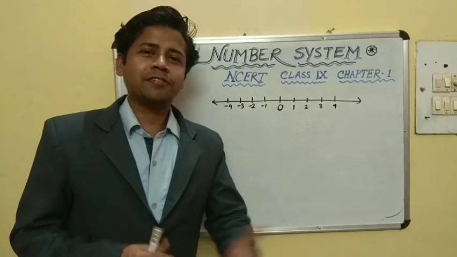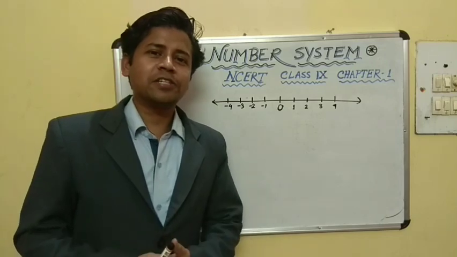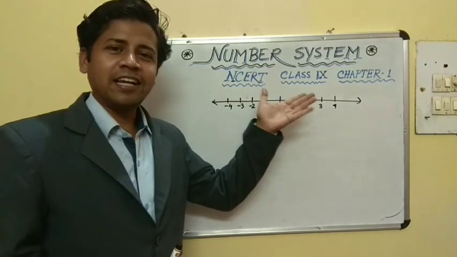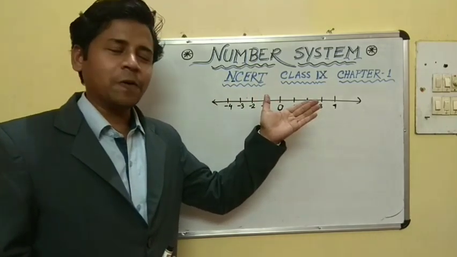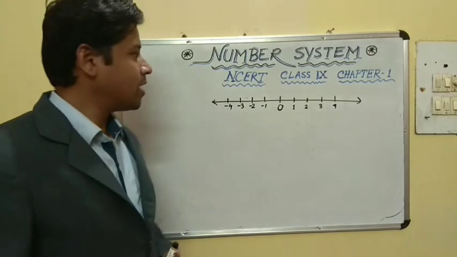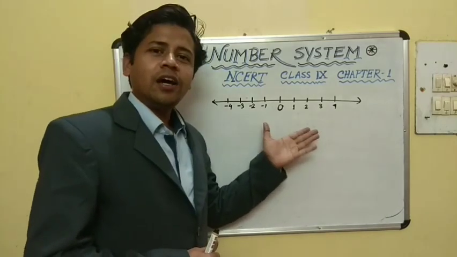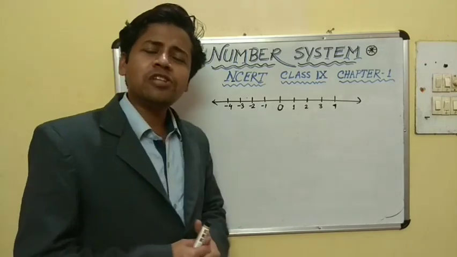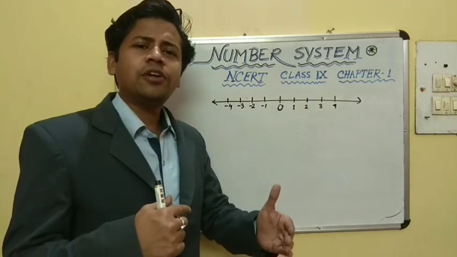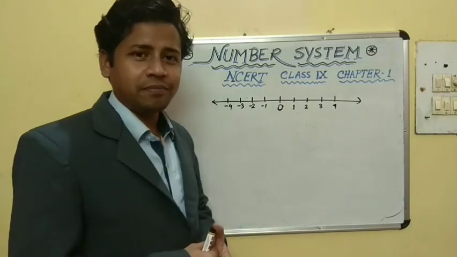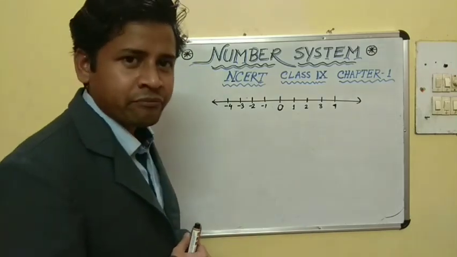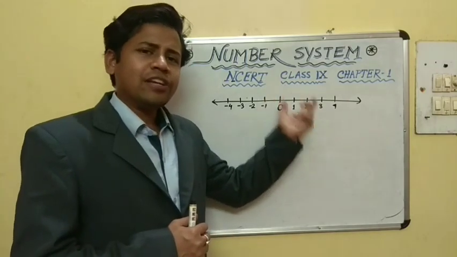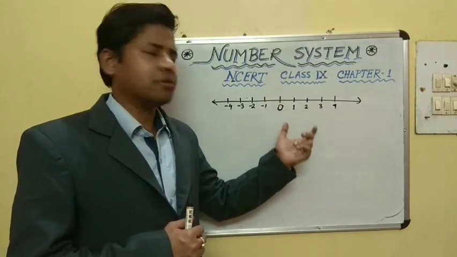After the previous class, now we are going to discuss the second intro part of the number system of class 9 NCERT mathematics. Let's start. Today we are going to know how many rational numbers there are between any two rational numbers. Students, between any two rational numbers, there are infinitely many numbers.